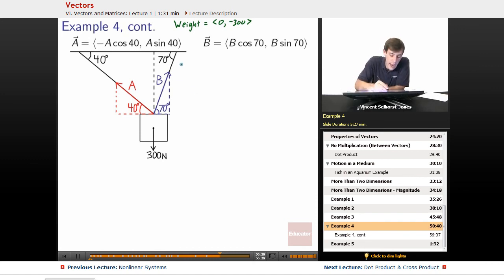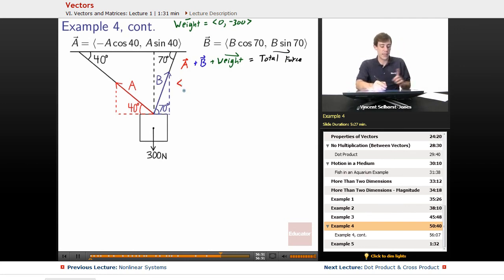So we've got A plus B plus the weight vector is going to equal our total force of 0, 0. So let's work out what that is. So we've got negative A.